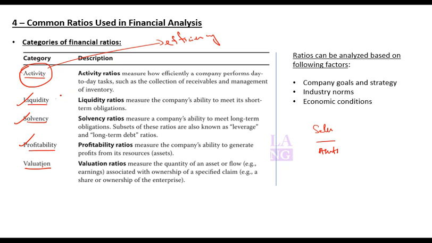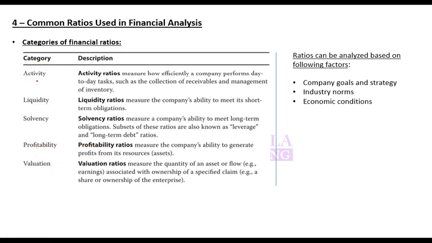Generally, these ratios will mostly have one performance item, that is from income statement, and one asset or liability item, that is from balance sheet. Generally that would be the case. And they help you analyze efficiency, as well as the pace of collection of receivables or payables and management of inventory.